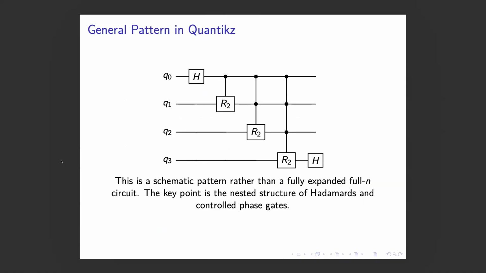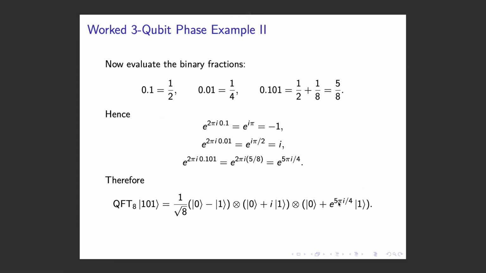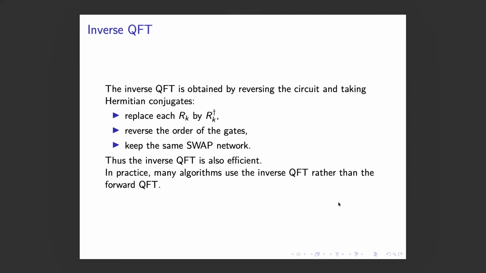So the typical pattern which you find would be something like this. This is just a schematic pattern rather than a fully expanded one. The key point is the nested structure of Hadamards and controlled phase gates. I've put in some examples, but I leave them to you so you can take a look at them in case you want to convince yourself. I have a worked 3-qubit case, and the examples which you will find now hopefully can give you some additional intuition here.